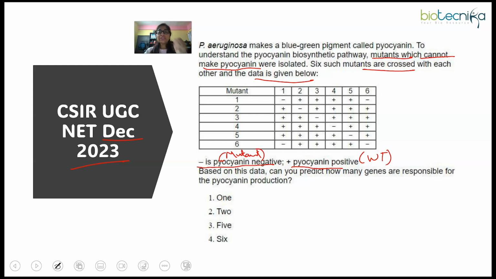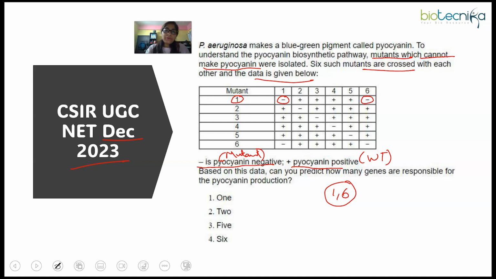So for this, what we have to find out is how many complementation groups there are. Whatever the number of complementation groups, that many genes are involved here for pyocyanin production. As you can see, mutant 1 is not complementing itself. Definitely it will not, because it is the same mutation. Along with that, mutant 1 is also not complementing 6. What does that mean? That 1 and 6 are present in one complementation group. That's why they are not complementing each other.